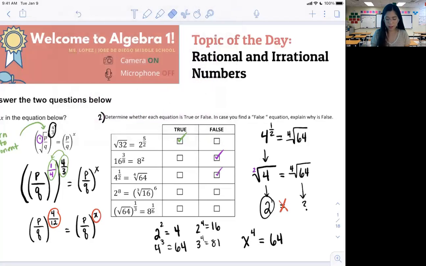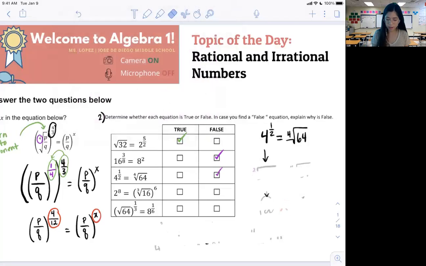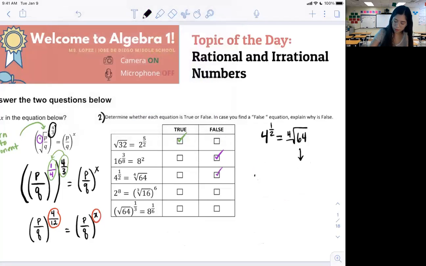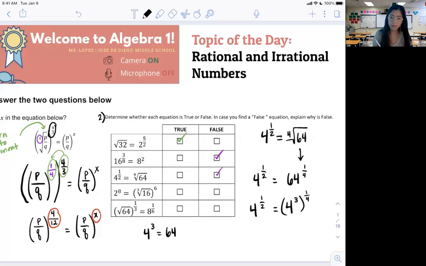Now, another way you could have done this, and let me just go through it real quick, is the other way. Remember, we could have turned the 64 into an exponent. So if this is 4 to the power of 1/2, this would be 64 to the power of 1/4. But we know that 64 is the same as 4 to the power of 3, right? So I'm just going to change that 64 so that it matches. So now this is 4 to the power of 3, to the power of 1/4.